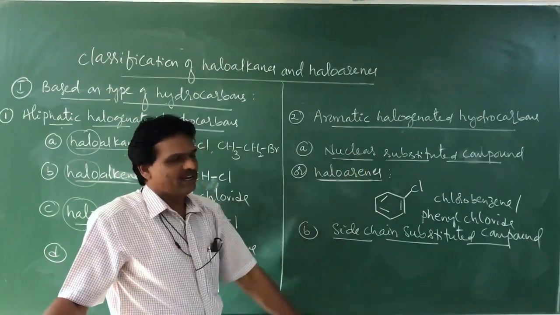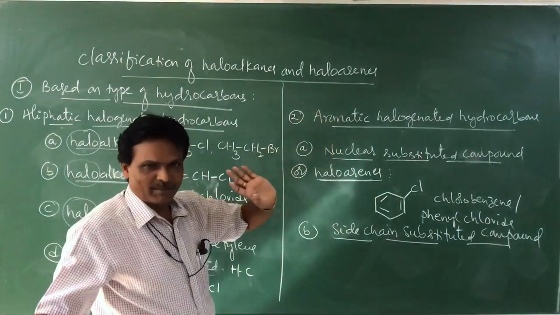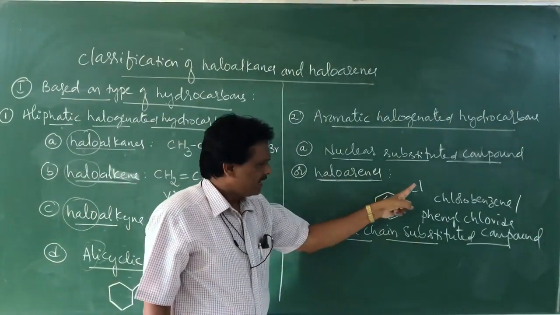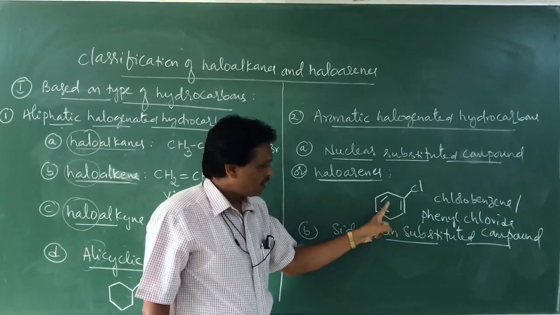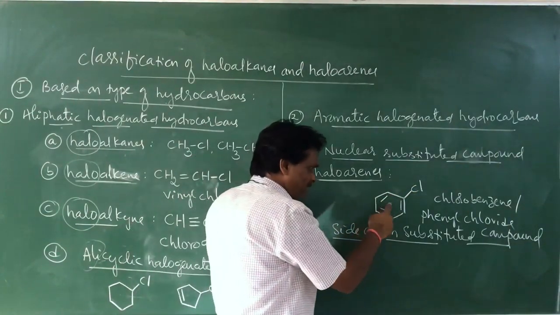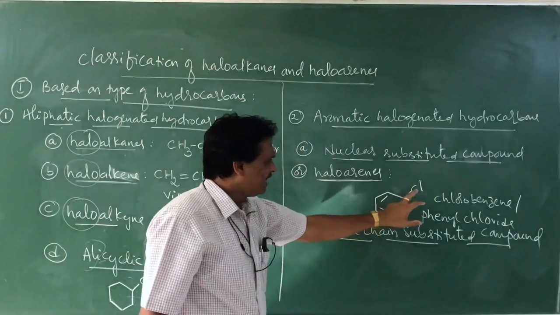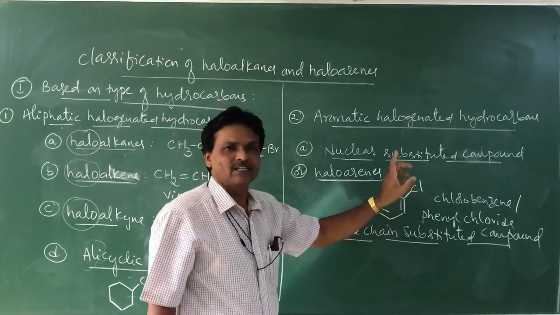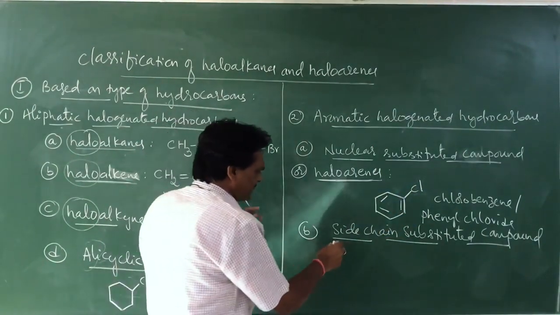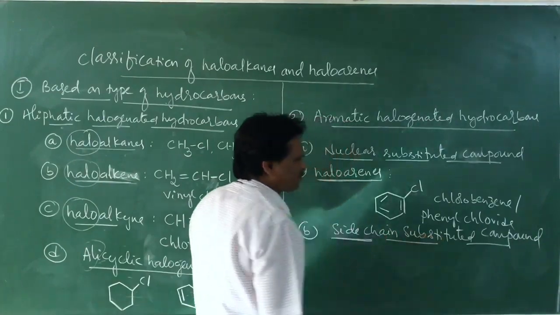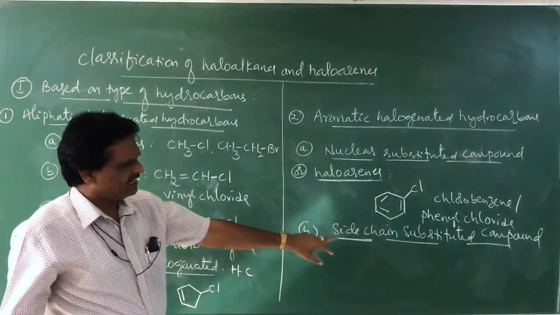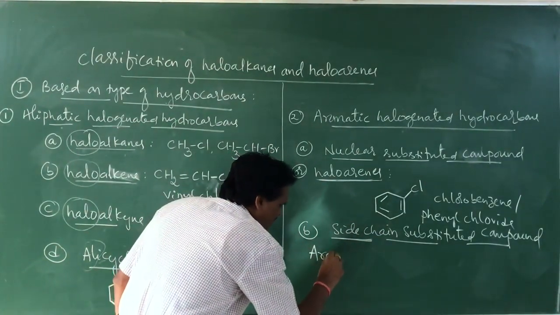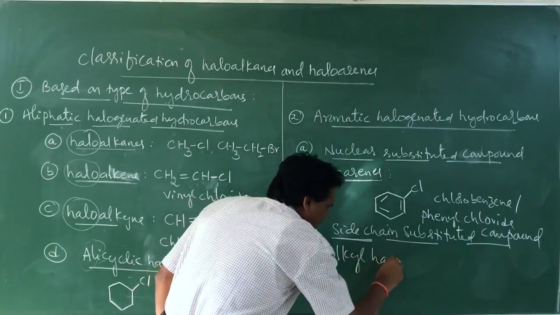So what are nuclear substituted halogen hydrocarbons or haloarenes? They are the halogen derivatives of aromatic hydrocarbons in which the halogen atom is directly attached to the benzene ring. Then in case of side chain substituted compounds, these are also called aryl halides.